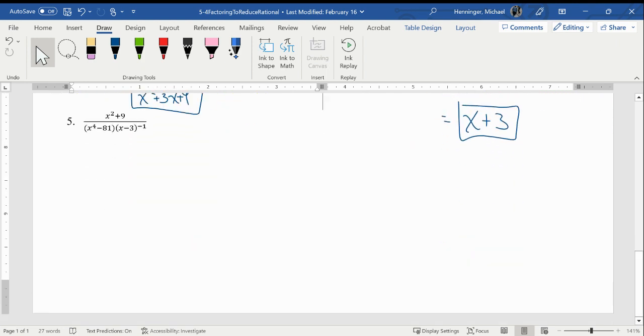Next up, number 5, last one. We got x squared plus 9 over x to the 4th minus 81 times x minus 3 to the negative 1. All right. So first up, x squared plus 9. What is that? It's the sum of squares, which doesn't factor. Okay. So that x squared plus 9 is just going to hang around.